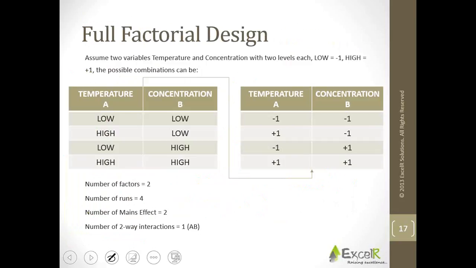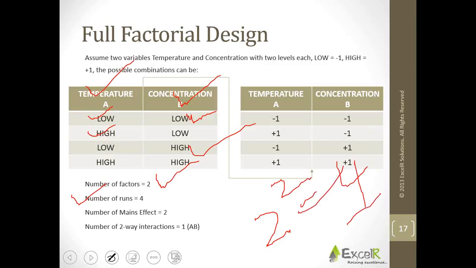Now, assume two variables. We have temperature and concentration with two levels each, low and high, right? How many factors do we have? Two factors. How many total runs can we have? Because each factor has two levels, temperature has low and high, and concentration also has low and high, it will be 2 raised to the power 2, which is 4.